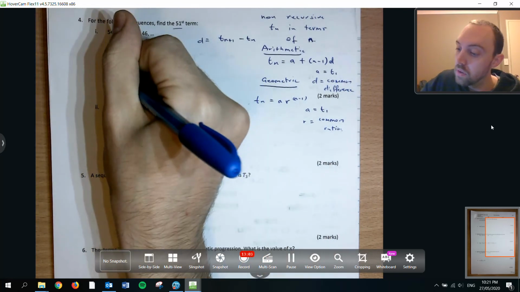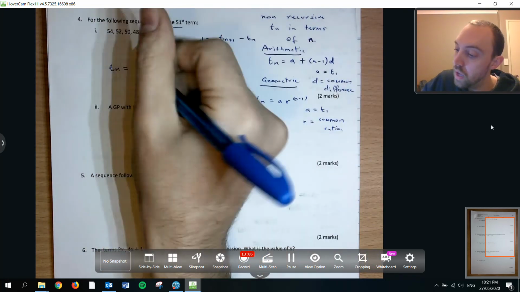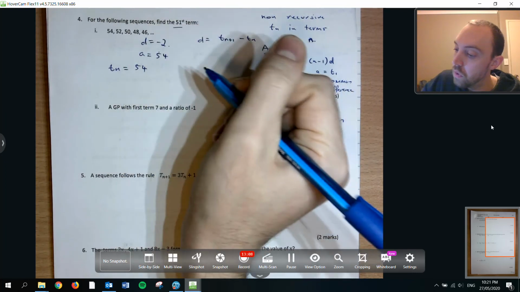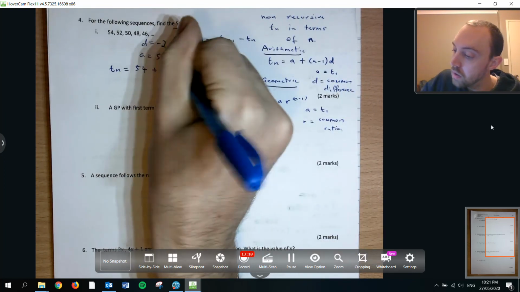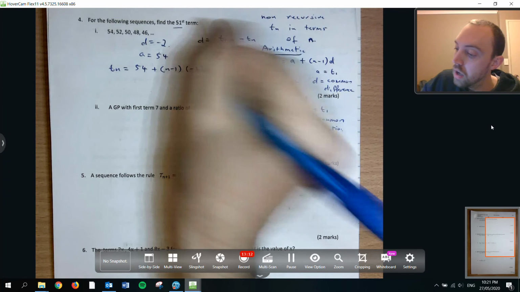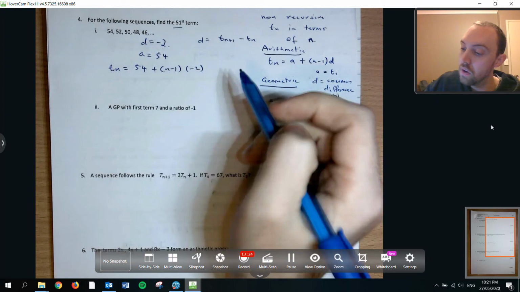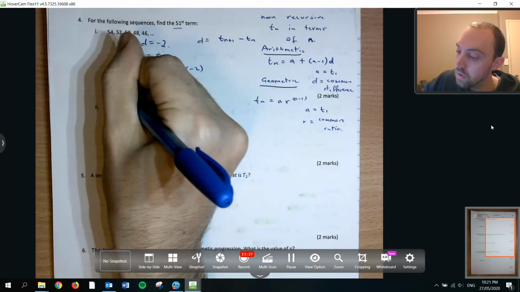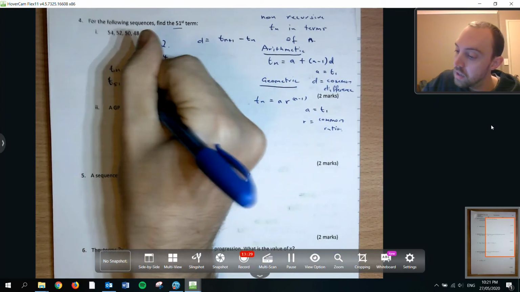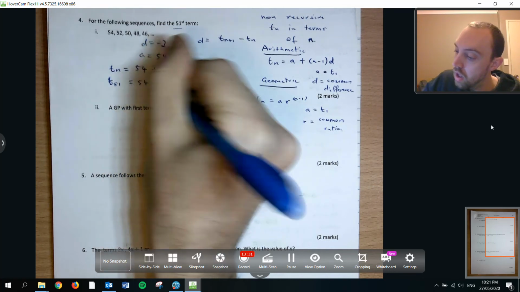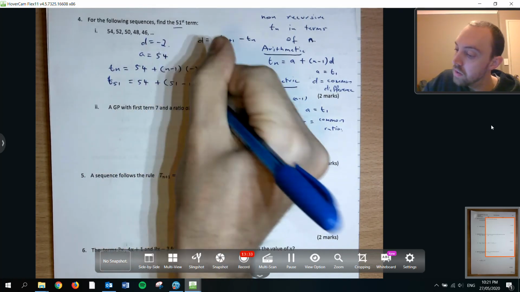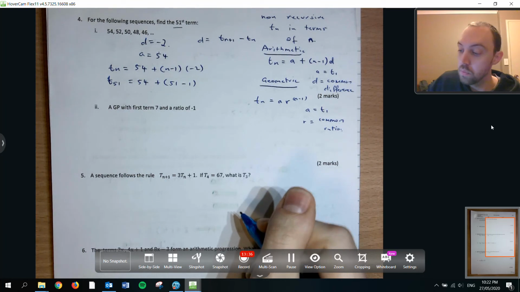So I'm going to go Tn is equal to a, 54 plus n take 1 times by my common difference. And you need to put that negative in. Sometimes it's forgotten, and that's when you're generally going to have mistakes. We want to find the 51st term, so if I put 51 in for n, then 51 appears on that side in place of n as well.